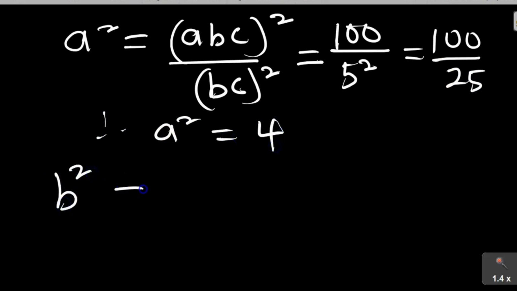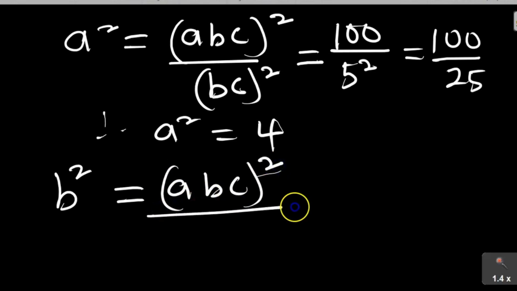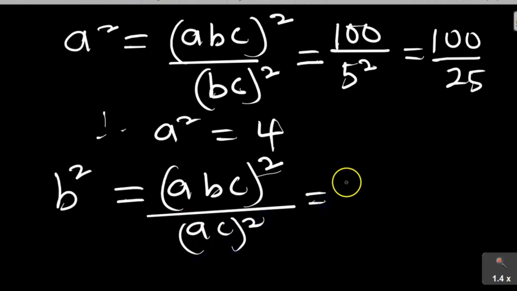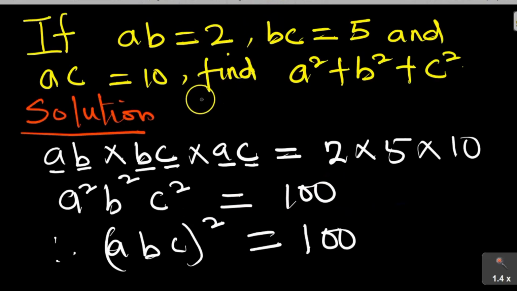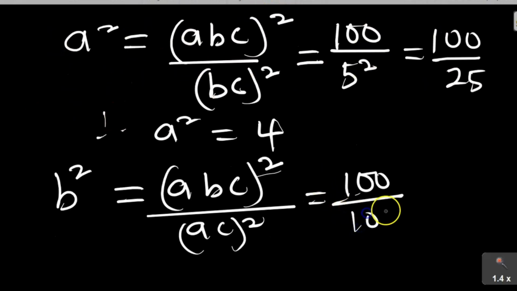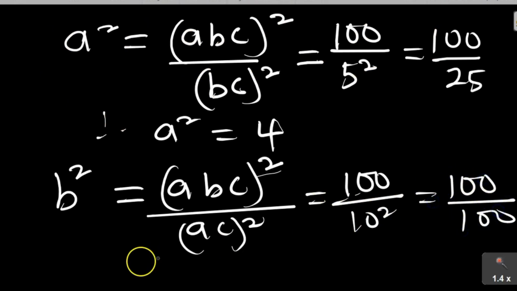Now, B² will be ABC all squared over AC all squared. ABC all squared is 100 over AC. What is AC? AC is 10. So 10 squared. That will be 100 over 100. Therefore, B² is equal to 1.